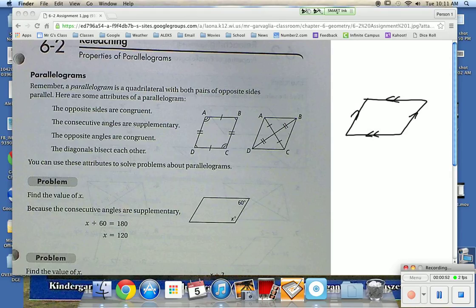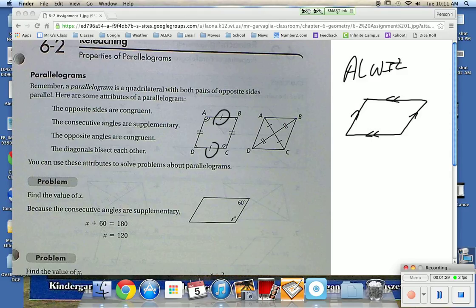Here's what happens. Our opposite sides are the same length. All right? So that means opposite sides are congruent. Always, always, always on a parallelogram. Three alwayses. That means it's always going to happen. They're always going to be the same lengths on a parallelogram.